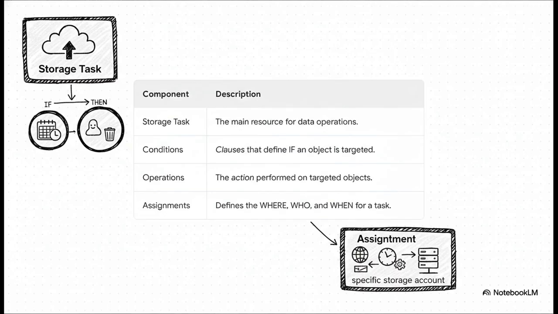First up, you have the storage task. That's the main thing you create. Inside that task, you define your conditions. These are your if clauses, like if a file hasn't been modified in 365 days. Then come the operations. Those are your then clauses, like then move it to archive storage.